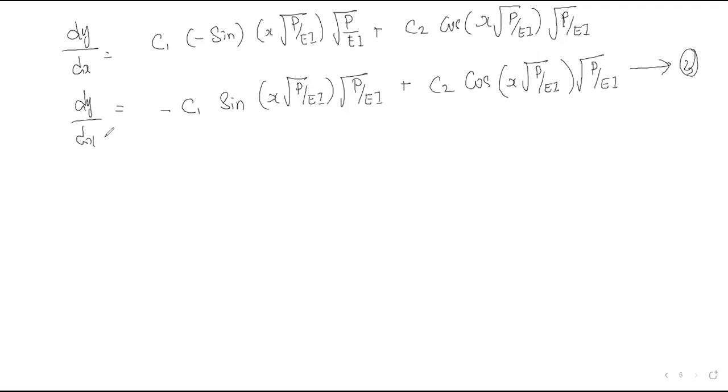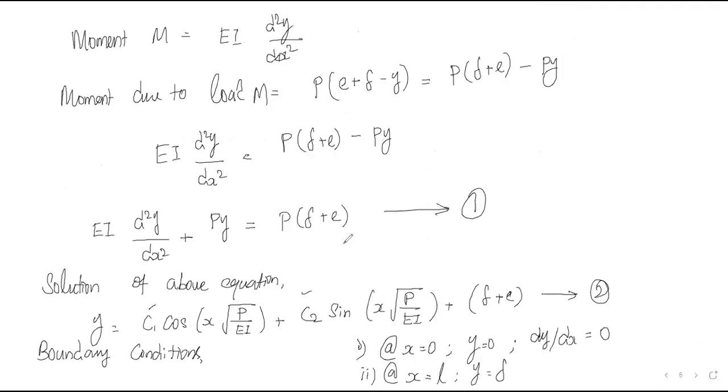Now substitute the boundary conditions. That is, at x is equal to 0, y is equal to 0. So in the previous equation, equation number 2, if x is equal to 0, this entire term becomes 0, plus sine 0.